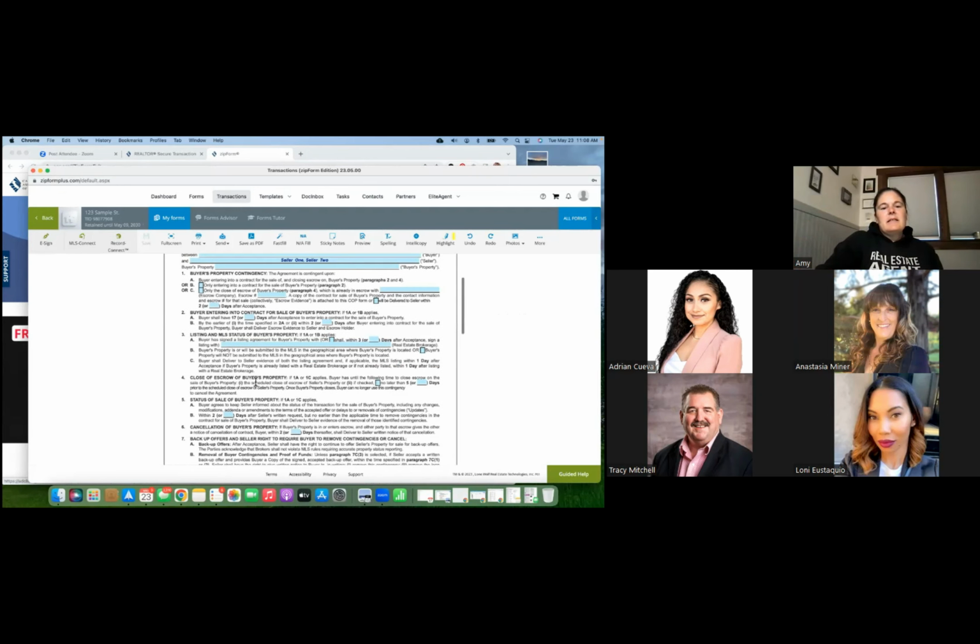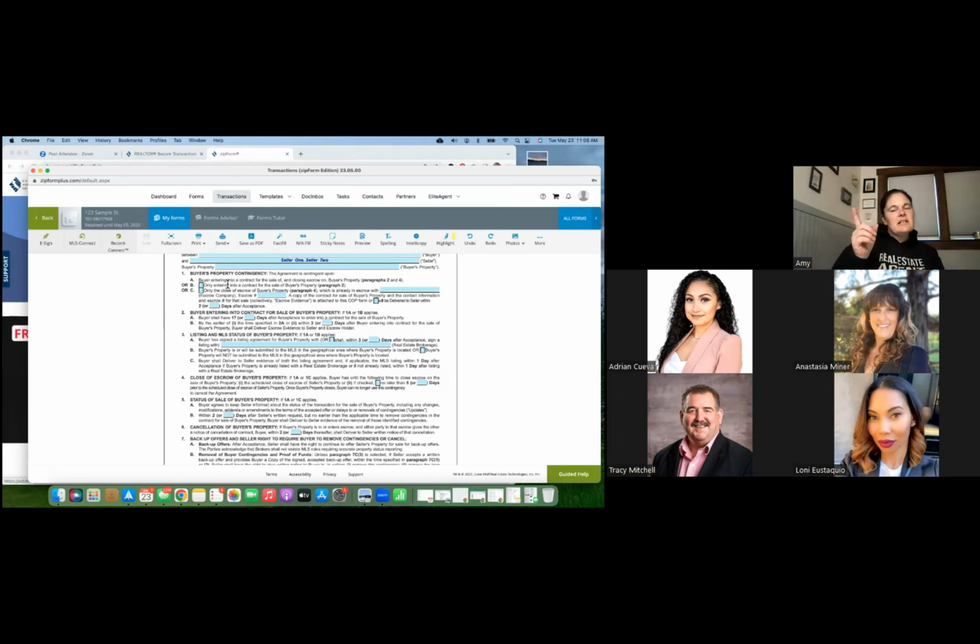Section 3 is the listing and MLS status of the buyer's property, whether it's already listed with an agent, or whether it will be within a certain number of days, with a signed listing agreement with another agent. Then it goes through all the details of it being listed. Section 4 is the close of escrow of the buyer's property. So this is for the close of escrow part of this contingency. If they leave it defaulted up in section 1, they have 2 contingencies.